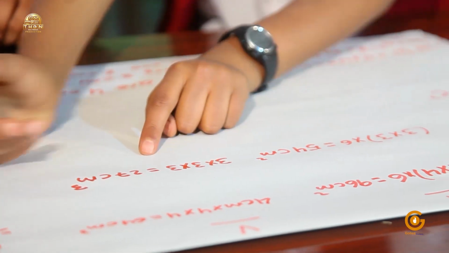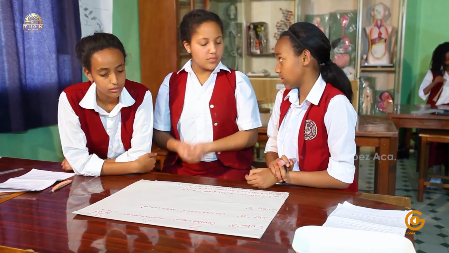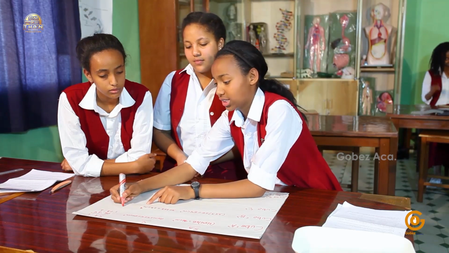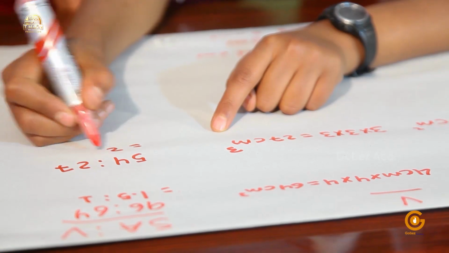So now when we calculate the surface area to volume ratio, it would be 54 to 27. That would be 2 to 1. 2 to 1.